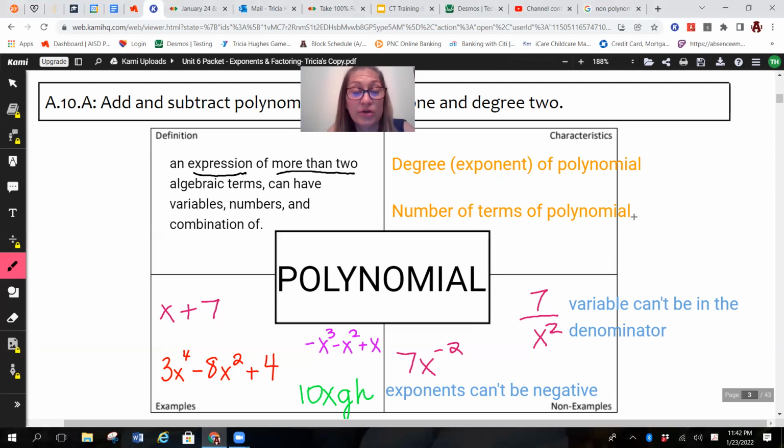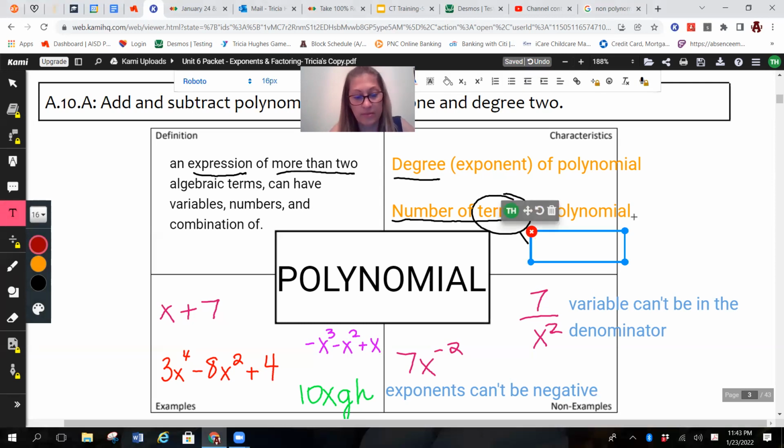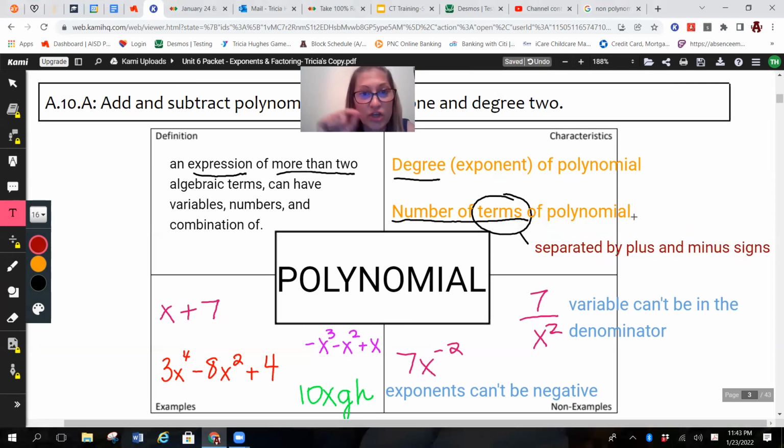Okay. What are the characteristics of a polynomial? Well, you can characterize polynomials by their degree, which is the exponent, and how many terms it has. Remember, terms are separated by plus and minus signs. That's how you'll know how many terms there are, because you'll see something and then you'll see a sign. And you'll see another term, then another sign. And you'll be able to count those terms.